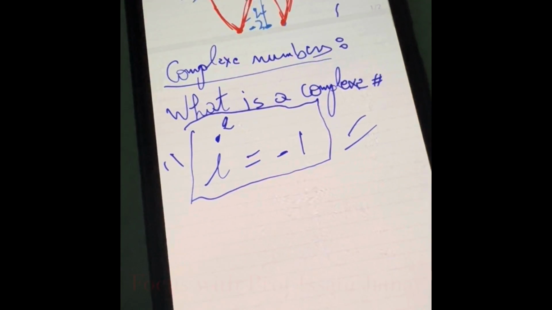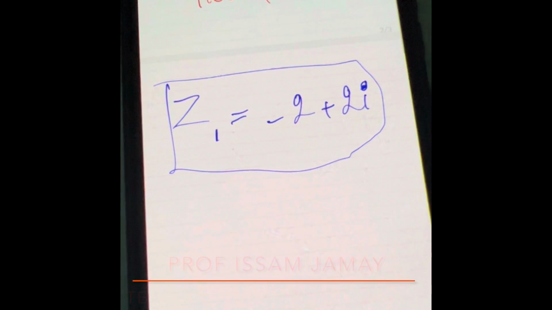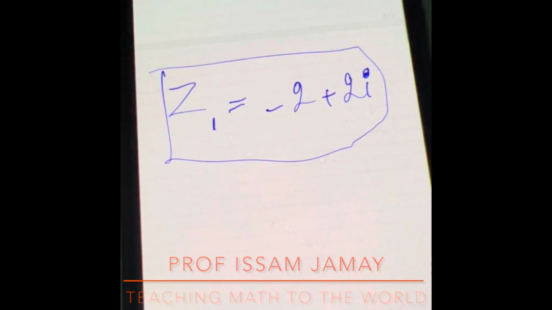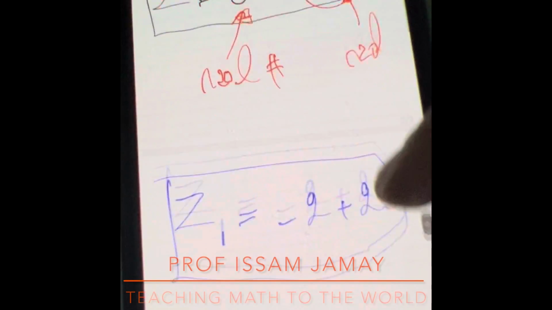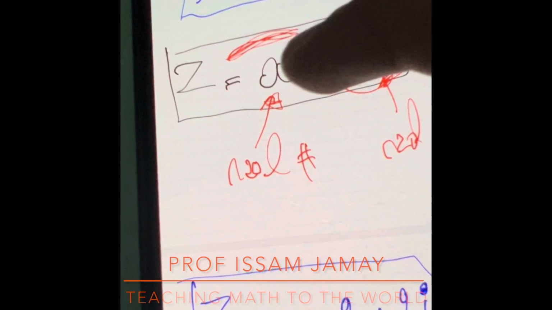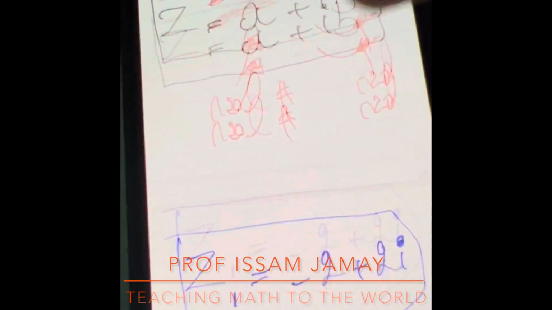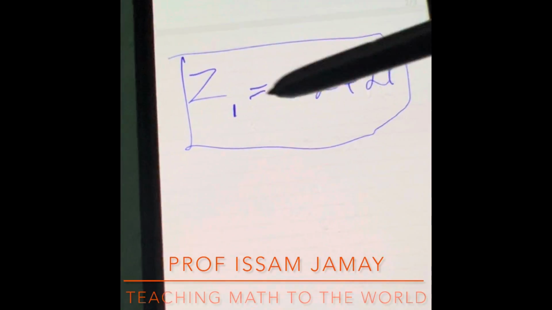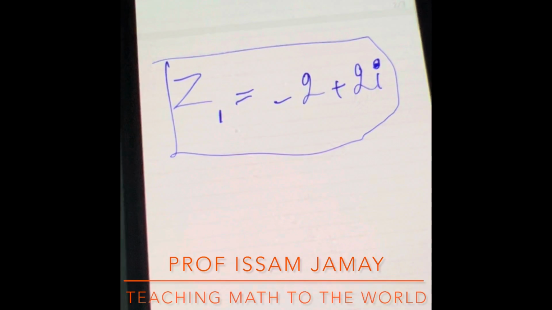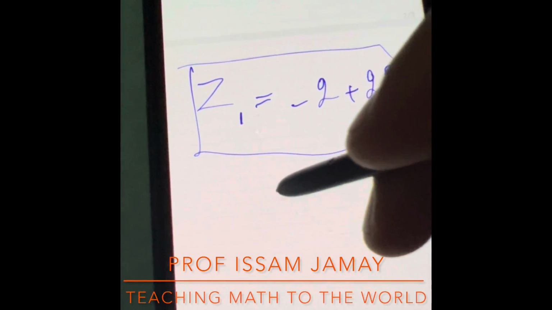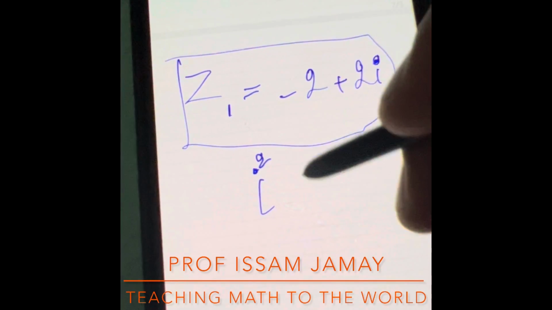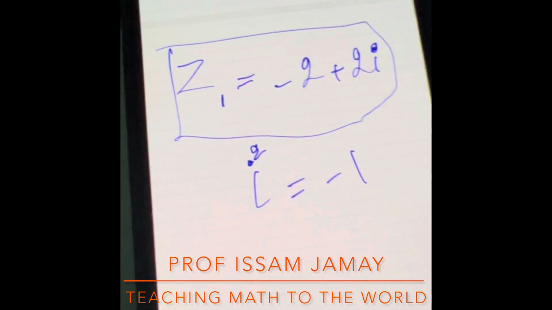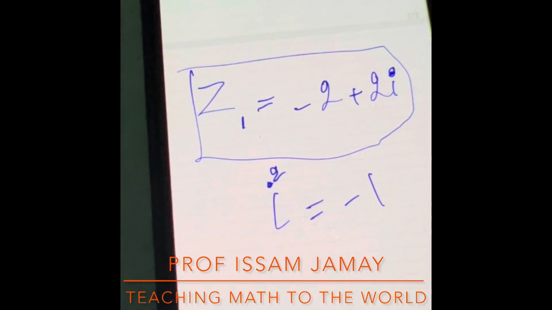That's cool, okay? Let's say the complex numbers, this is the general form of a complex number, as I told you: a plus i times b. And a clear example, for example, z equals -2 plus 2 times i. And always keep in mind that i squared is equal to -1. That's how you're going to start.